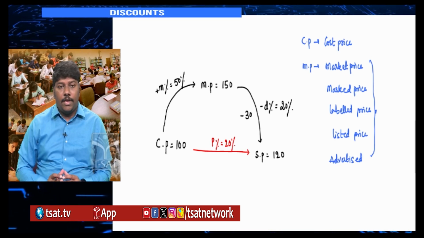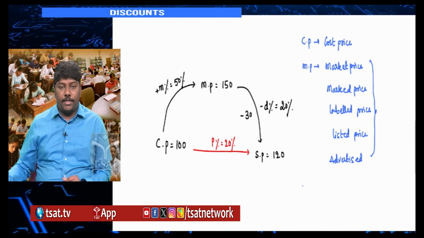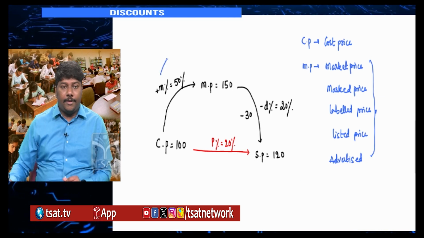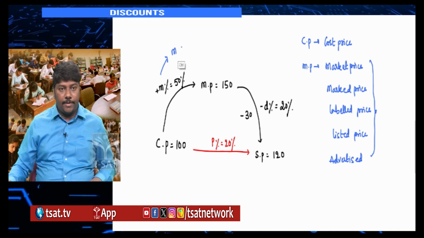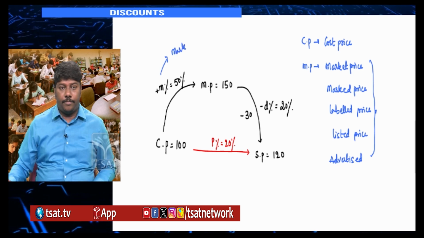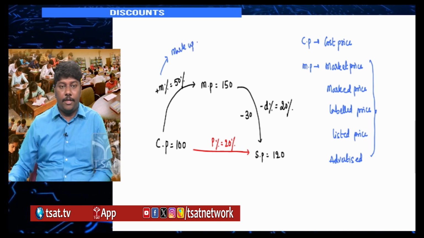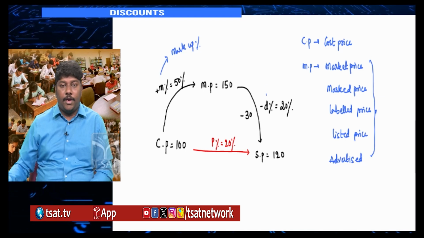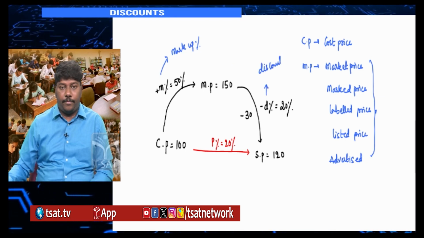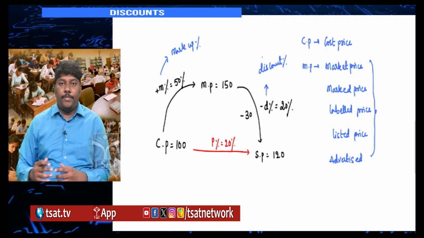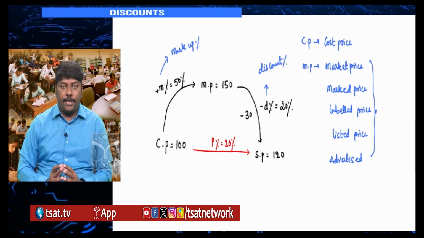After giving a discount, discount is nothing but the percentage decrease. Discount is negative. Now here M percentage you are increasing. We all know SP is selling price. M is nothing but the markup percentage. This markup is always positive. You are marking it up. So markup percentage is always positive and your discount percentage is always negative. Markup means increase, discount means decrease.